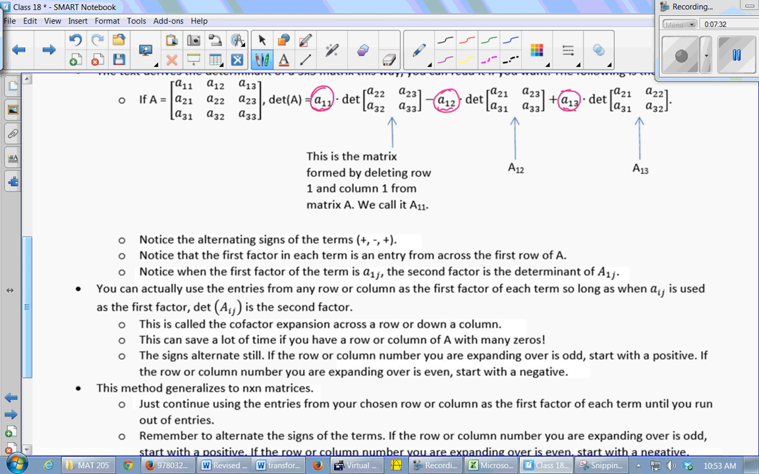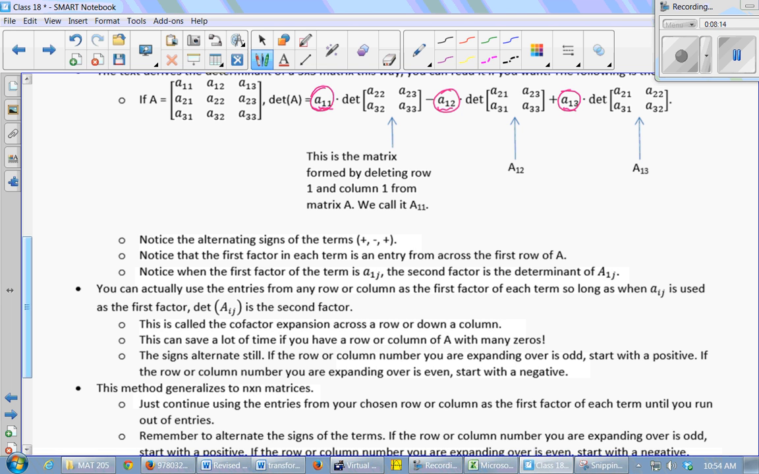Yes, but these submatrices have to correspond to the matrix you get when you delete the same row and column as are written there, right? Yeah, so any row, any column, so long as the factor you use from the row or column you choose corresponds to the determinant of the same capital A with that row and column deleted. So this is called the cofactor expansion across a row or down a column.